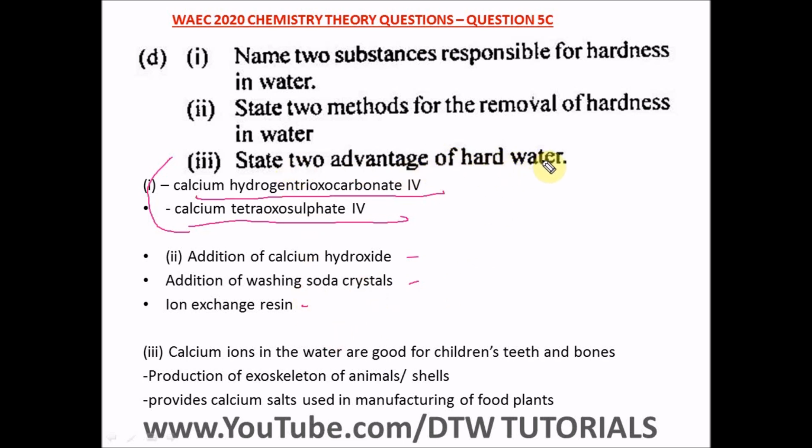Okay, so advantages of hard water. The calcium ion in water is good for children's teeth and bones, for the formation of teeth and bones, strengthening teeth and bones. Calcium ions are very, very good. So when you have water that has calcium ions, that water is automatically hard, but it helps in children's teeth and bones. It also produces the exoskeleton of animals and shells. Okay, exoskeleton, that's the outer skeleton of animals, and shells. It also provides calcium salts used in the manufacturing of food plants. So these are the advantages of hard water.